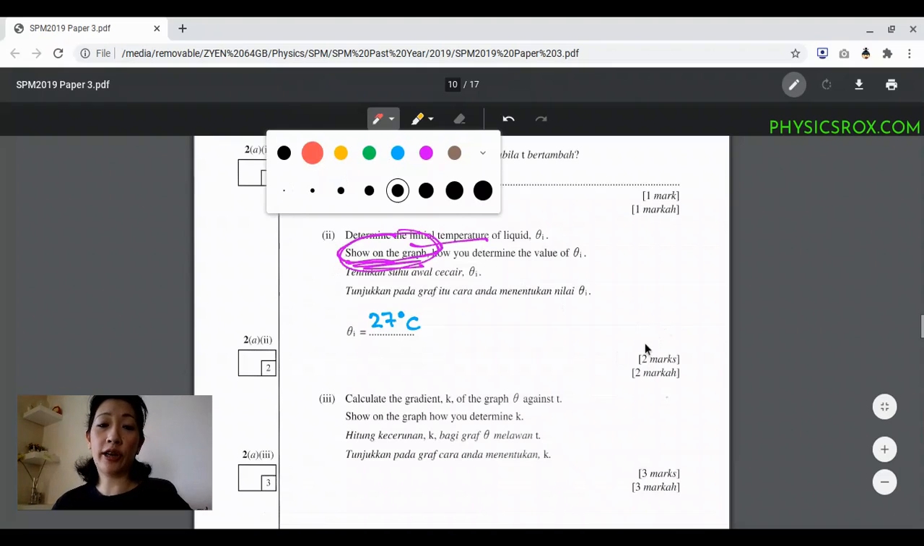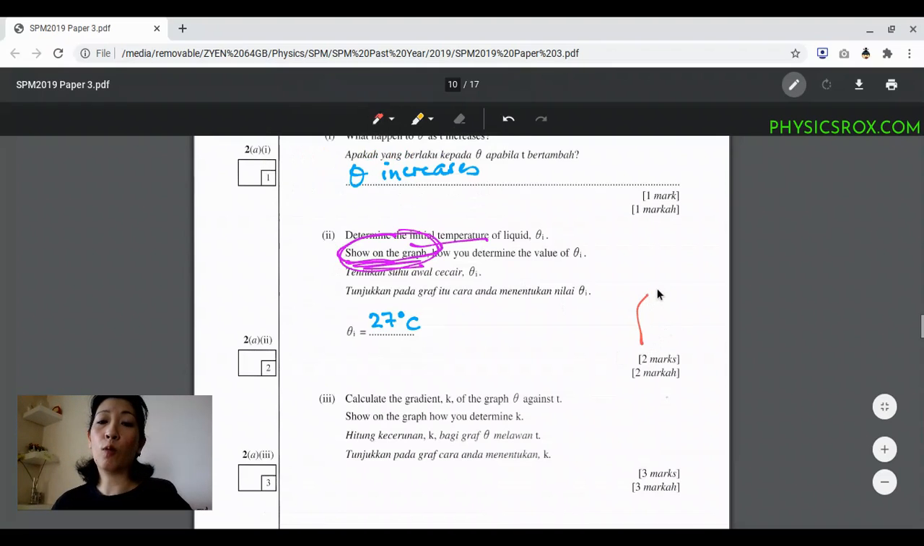The 2 marks allocation here is 1 for showing on the graph, that's the extrapolation of the line on the graph, and the second mark is the value with unit. And that's how the marks allocation works.